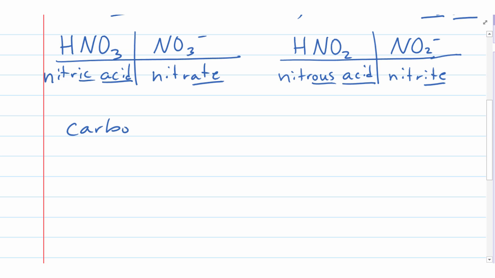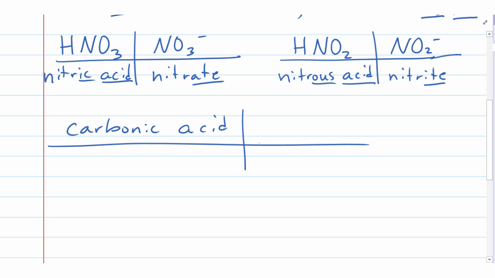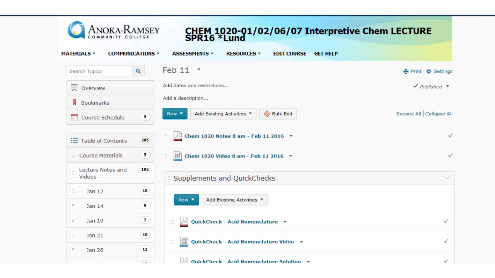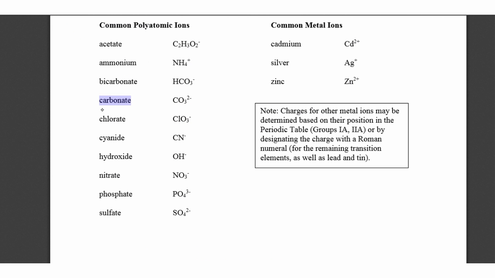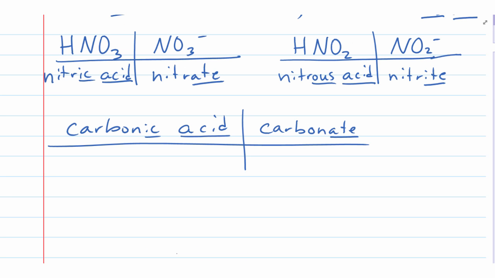Let's go in the reverse direction. Let's say that we have carbonic acid, and we want to write the formula for it. Going in the reverse direction, carbonic acid must be derived from which anion? The carbonate ion, yes. And the carbonate ion is one of those ions you were to have memorized. It's CO3 with a 2 negative charge.